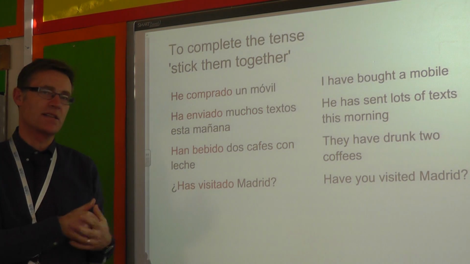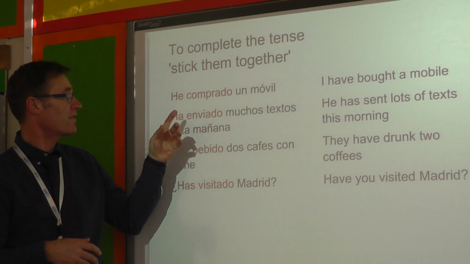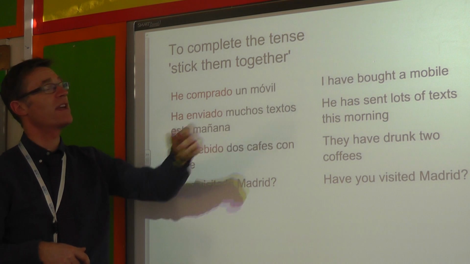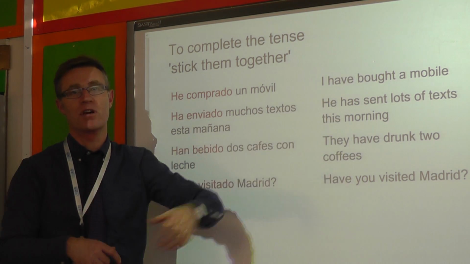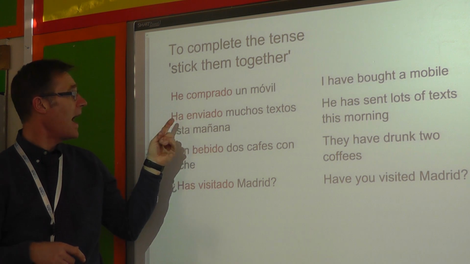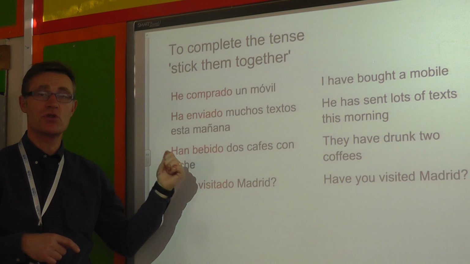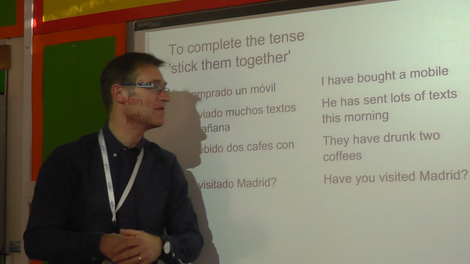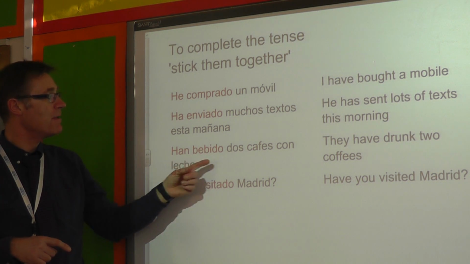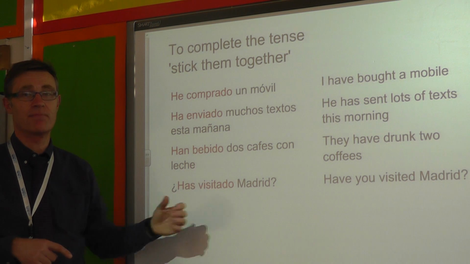So here are some really nice examples in Spanish using the pretérito perfecto. He comprado un móvil. I've bought a mobile phone. Ha enviado muchos textos esta mañana. He or she has sent lots of texts this morning. Han bebido los cafés con leche. They've drunk two coffees.